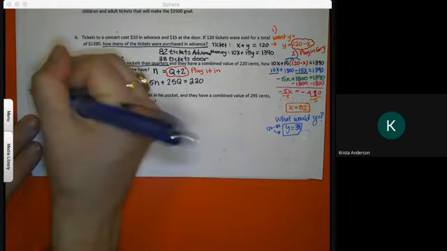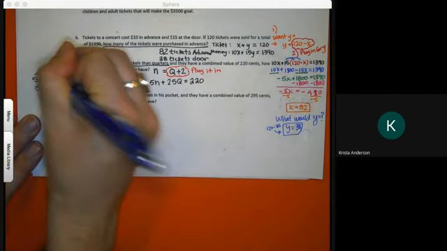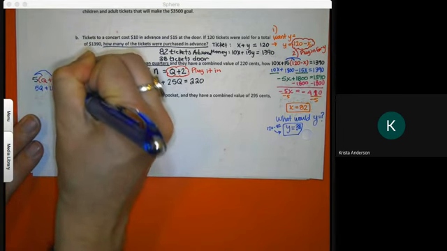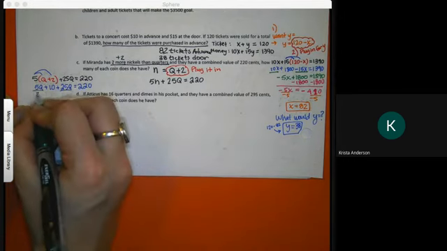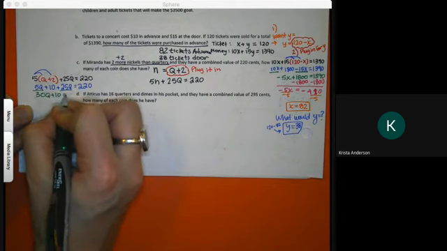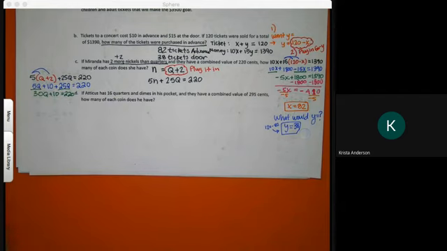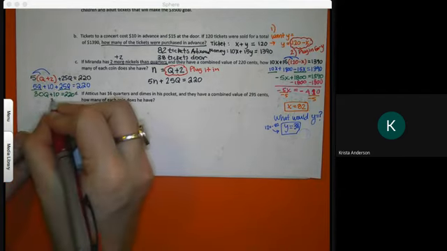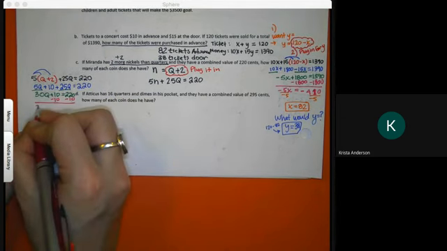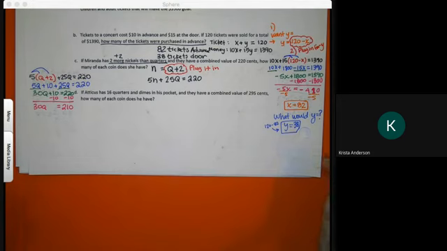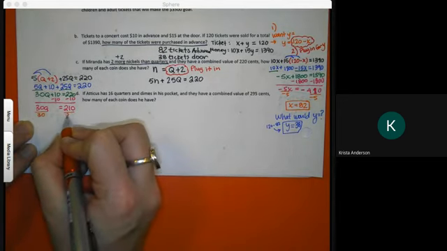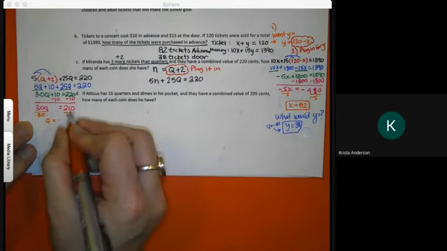We distribute, that gives me 5q plus 10 plus 25q equals 220. How many q's total are there if I have 5 and a 25 of them? 30. Good. I have 30 q's plus a 10 equals 220. Take away 10. 30 quarters is equal to 210 cents. I then divide by the 30. And my quarters are equal to 7. Good job.